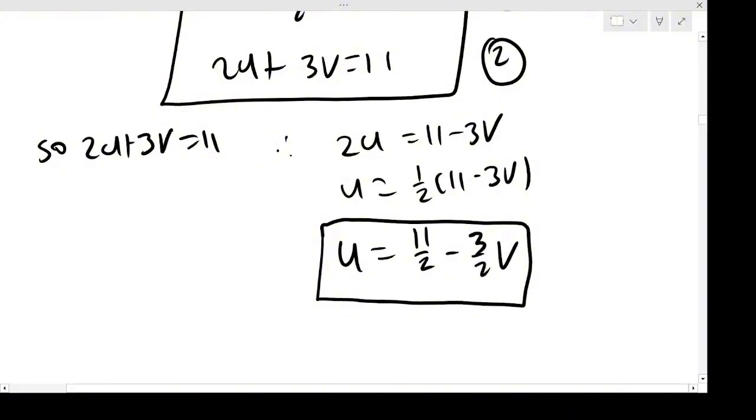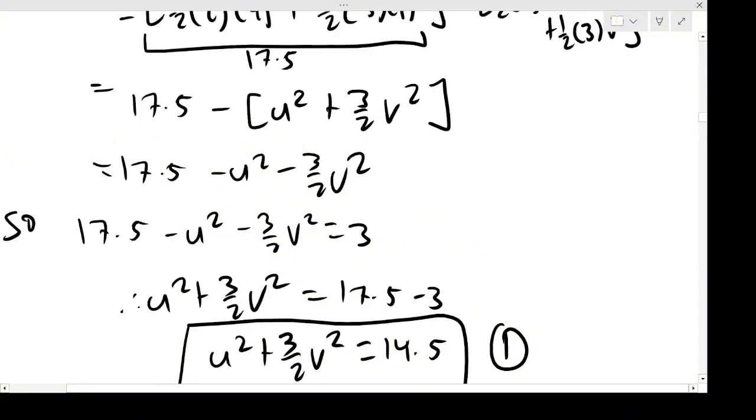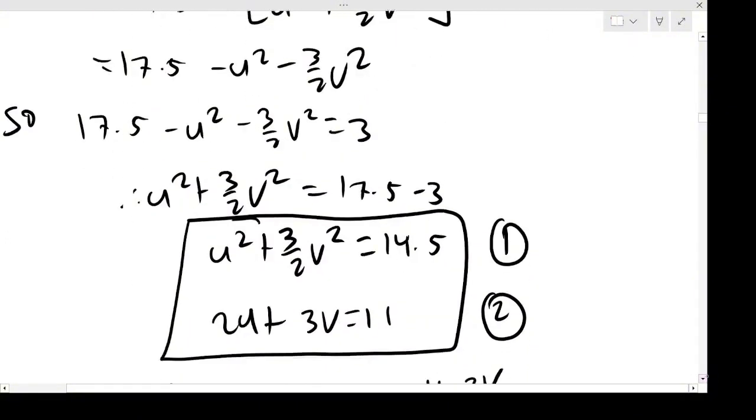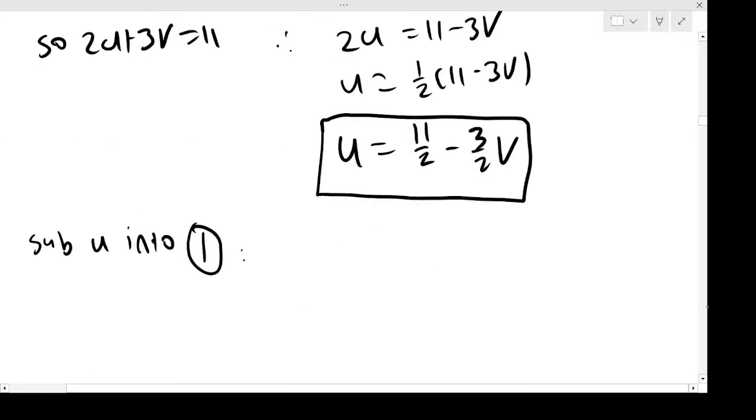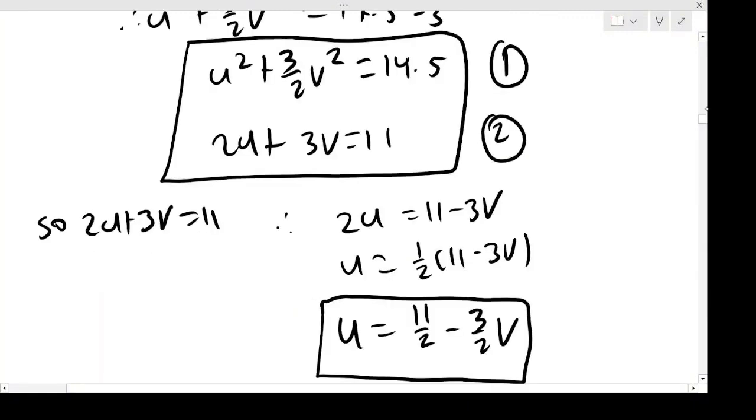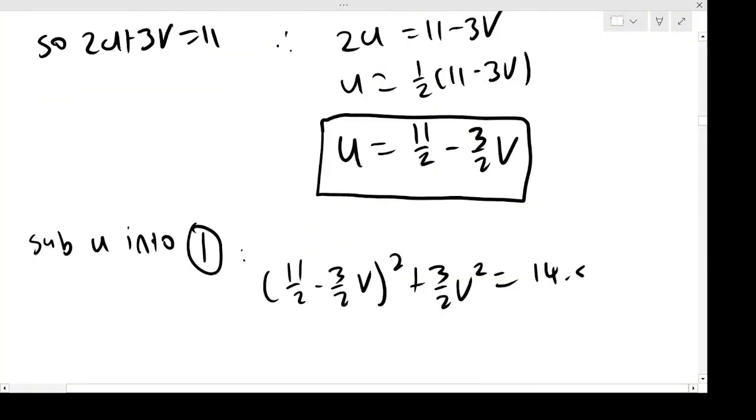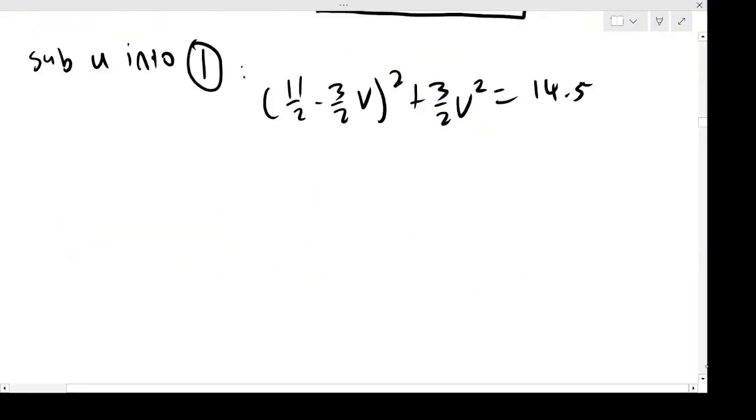Okay, then I can substitute that into the second equation. No, the first equation, sorry. So the equation with the quadratic terms here. So that would mean u squared, which is this 11 over 2 minus 3 over 2 v squared, all squared, add 3 over 2 v squared. That's going to equal 14.5. Okay, so hopefully you can see there's going to be a quadratic emerging for v, which might hopefully resemble the equation they want. Okay, so now I just need to expand all of this.